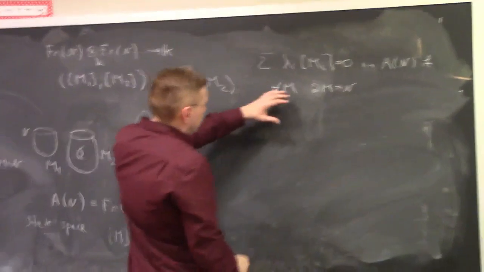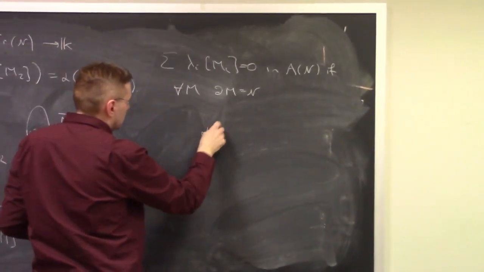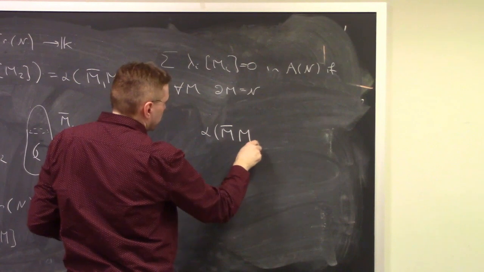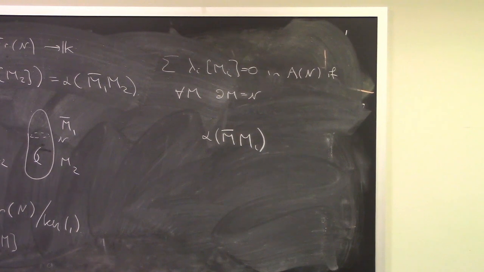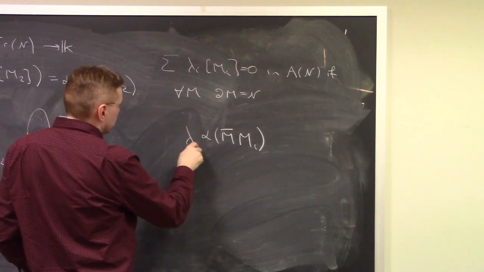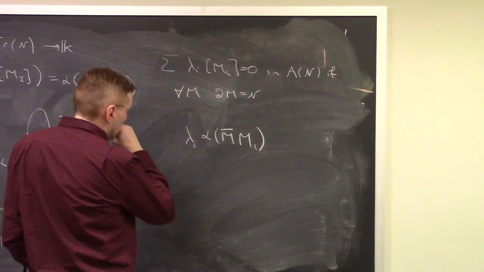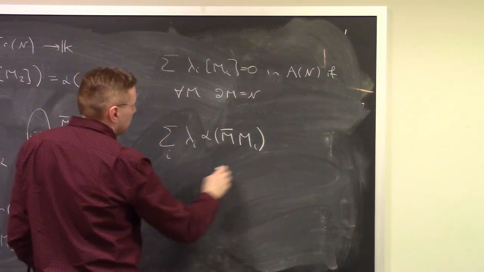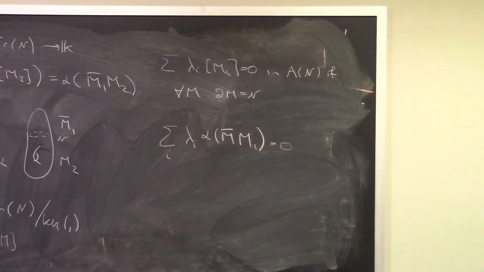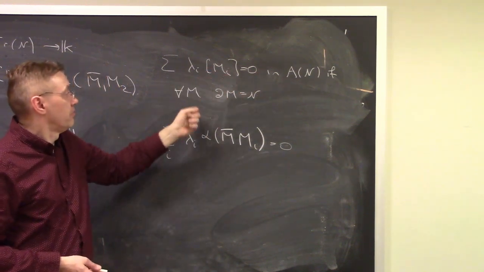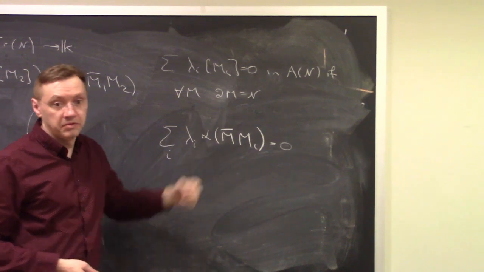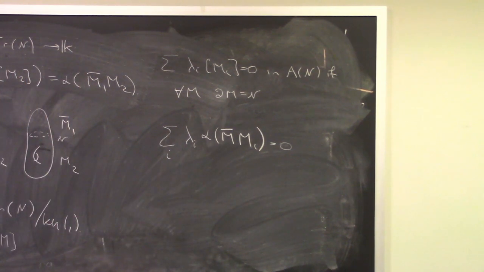we can reflect M and glue it to each Mi to get a closed manifold. We evaluate it using alpha. And now we take, so this is a number in our field K, times lambda i, and we want the sum over i to be equal to 0. So that's the condition for a linear combination of these manifolds with boundary N to be 0 in the quotient space. For any M, this must be equal to 0. Now that's a very strong condition because this must hold for any M. So that's lots of equations.